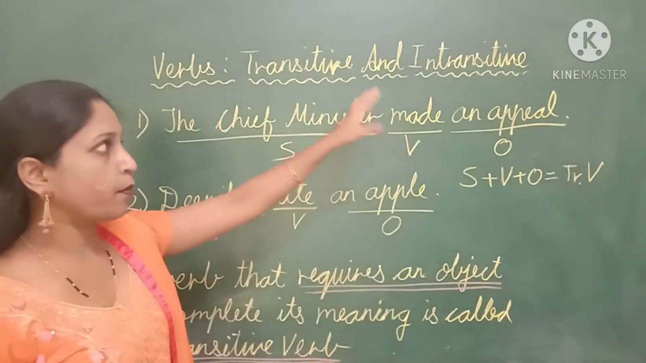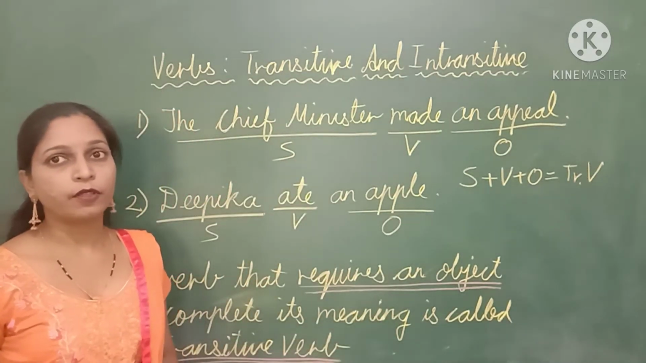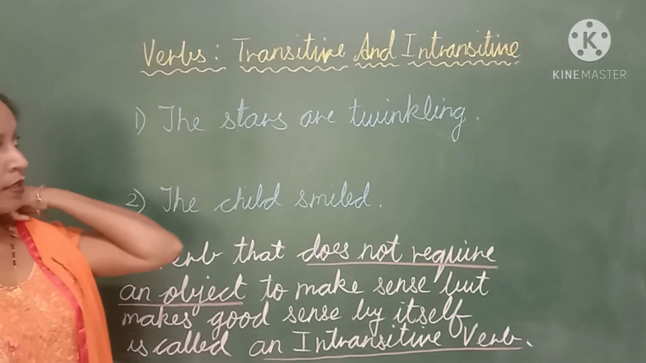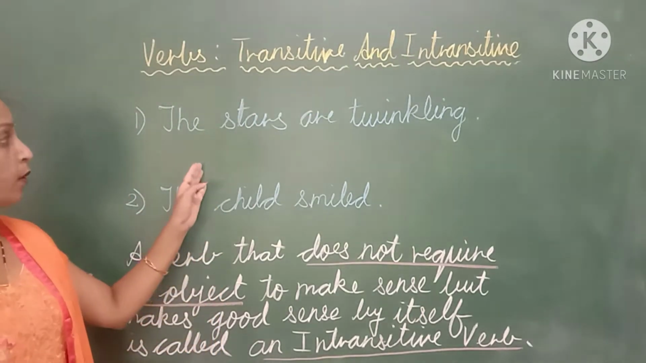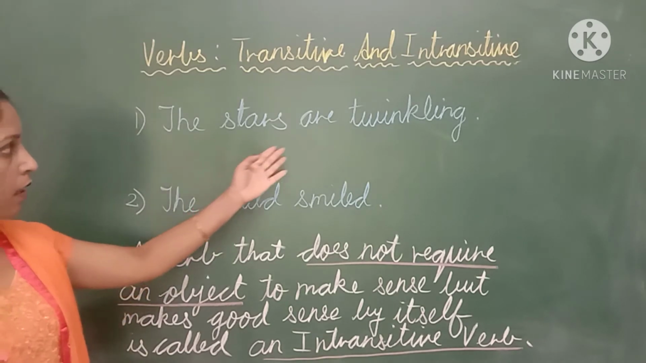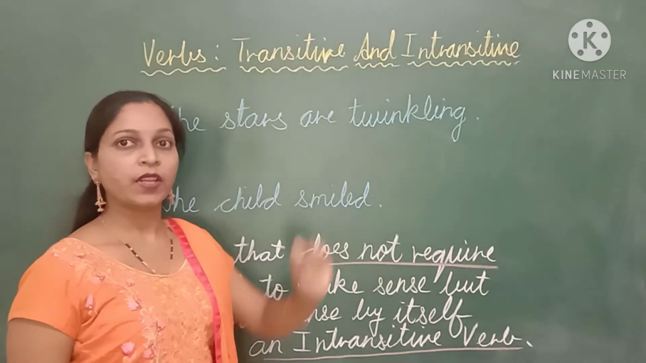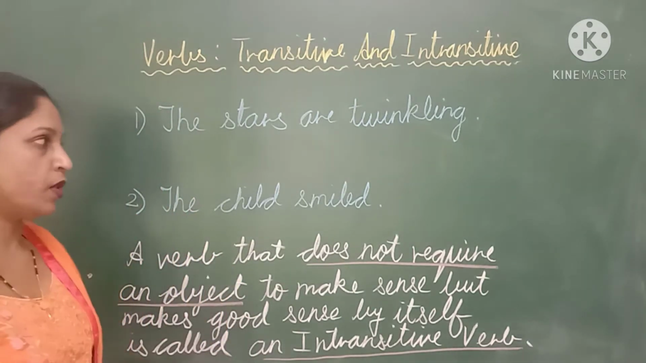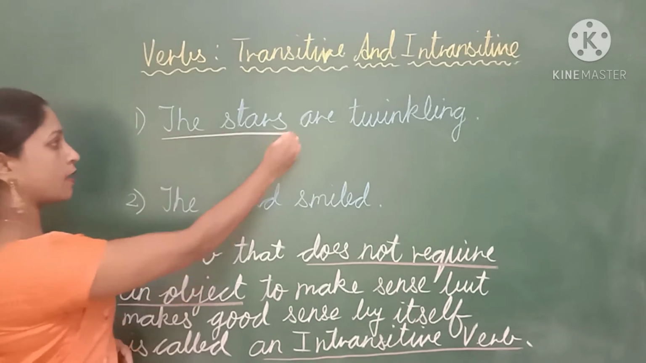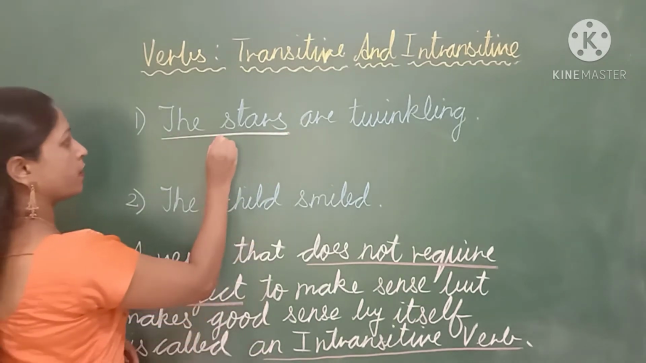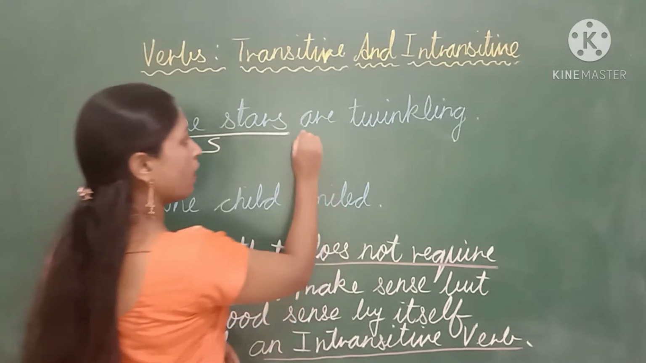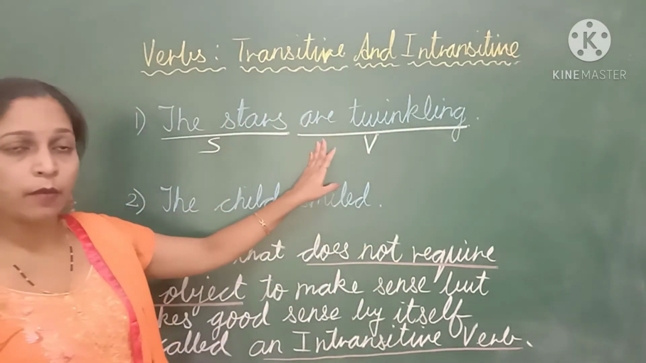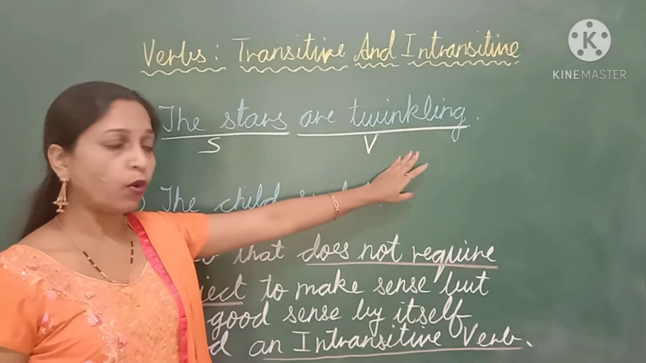So, let's see the next part, that is intransitive verb. Now, let us see how to find out an intransitive verb. Let's look at the first sentence. The stars are twinkling. First thing, we all know we have to find the subject, verb and object. The stars becomes the subject. Are twinkling is the verb. Are is the helping verb. Twinkling is the main verb.